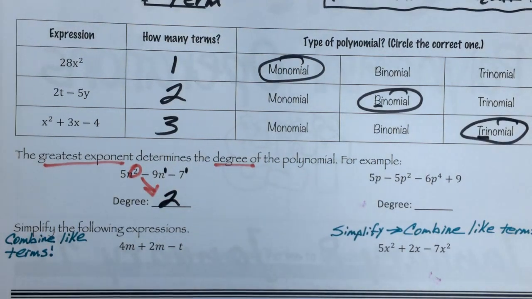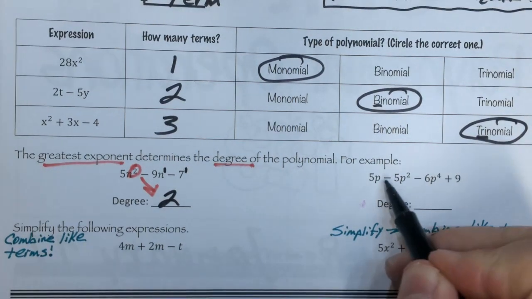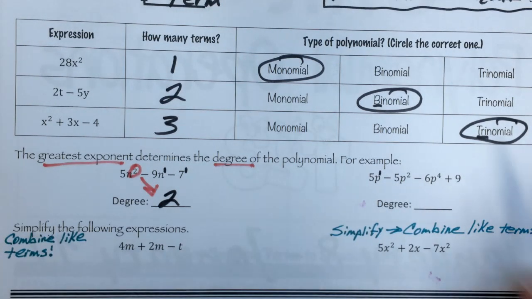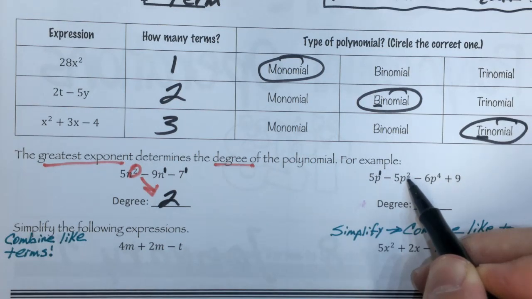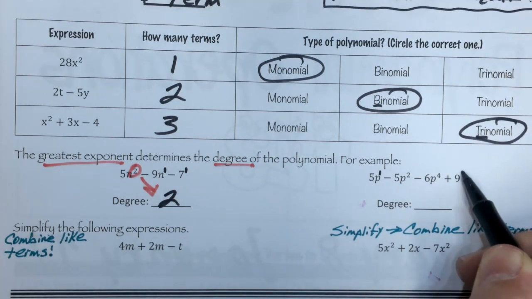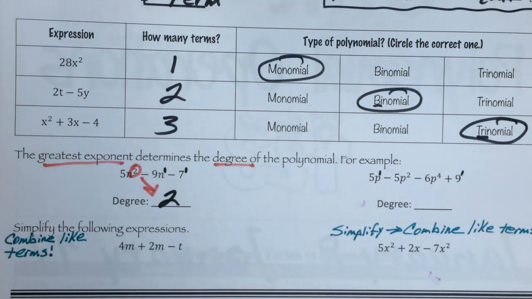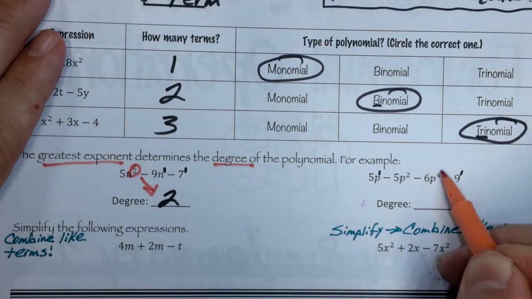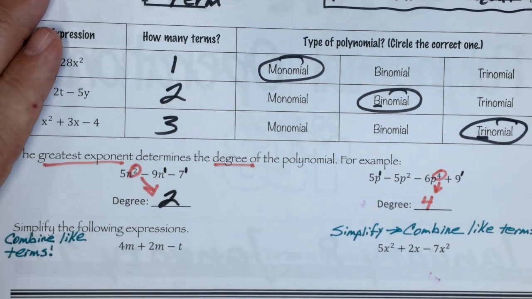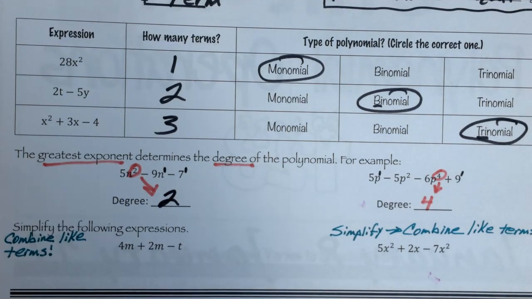Looking at this one, this exponent is 1, this exponent is 2, this exponent is 4, and there's actually an exponent of 1 there. So the biggest exponent is going to be 4. So 4 will be the degree for that polynomial.